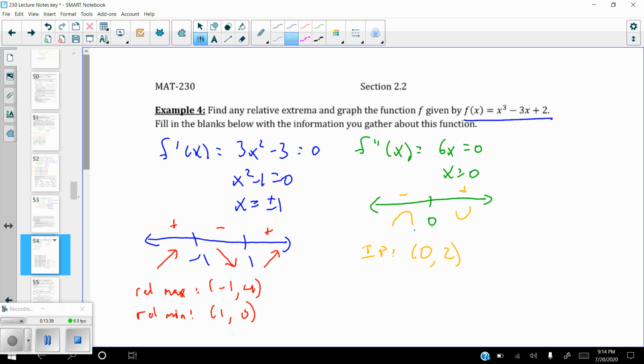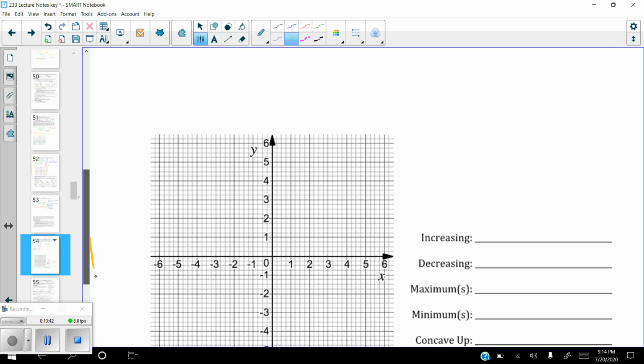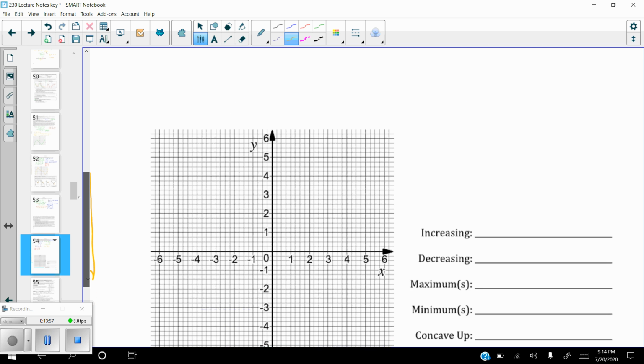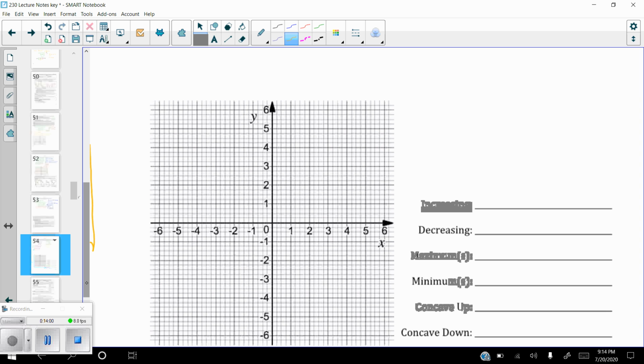All right, so let's put all this together. I'll have to scroll back and forth. We are increasing, it looks like, from negative infinity to negative 1, and then again from 1 to infinity if we look right here at this sign chart. And then it was decreasing in between those values. You can look at your own paper and you don't have to scroll. But I'm pretty sure it was decreasing from negative 1 to positive 1.